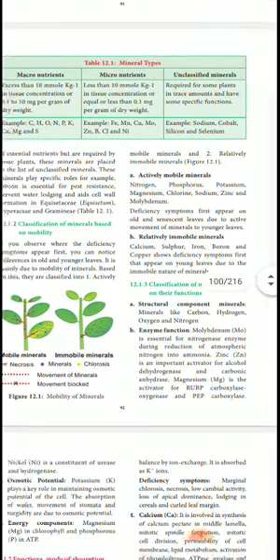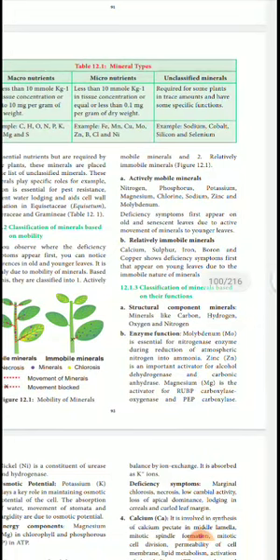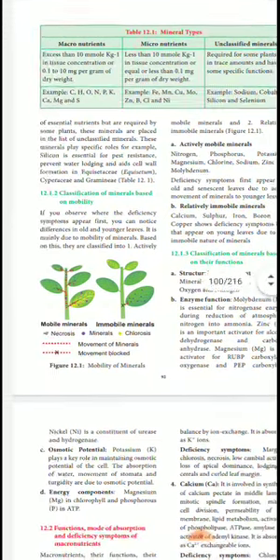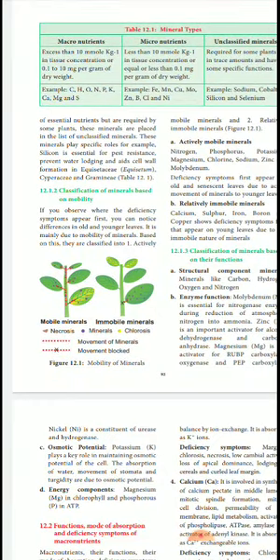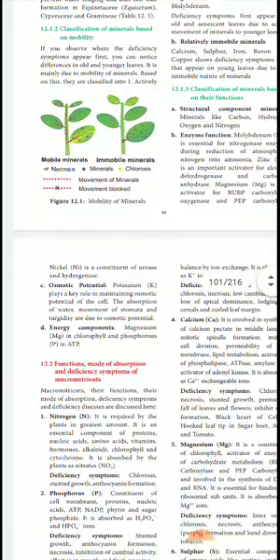Cl and Ni. Unclassified means some plants need them in trace amounts for specific roles: sodium, cobalt, silicon and selenium. These are essential for some plants, so these minerals are placed in the list of unclassified minerals. These minerals play specific roles. For example, silicon is essential, prevents water logging and aids in the formation of equisetum and similar plants. Classification of minerals based on mobility.